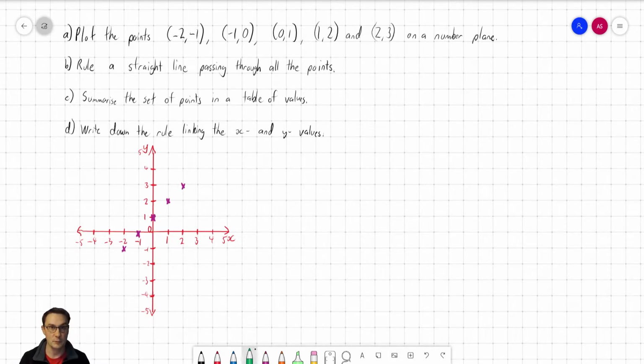Now, with all these points on the number plane, what I need to do next is draw a straight line passing through all of the points. So using a ruler, I just want to draw a nice straight line through all the points. I can go past the points; I don't need to restrict myself to just there. As you can see, I've gone past them. I just want to put some arrow ends on the end as well to indicate that this line can continue on in both directions. So with that, I've now completed part A and part B.